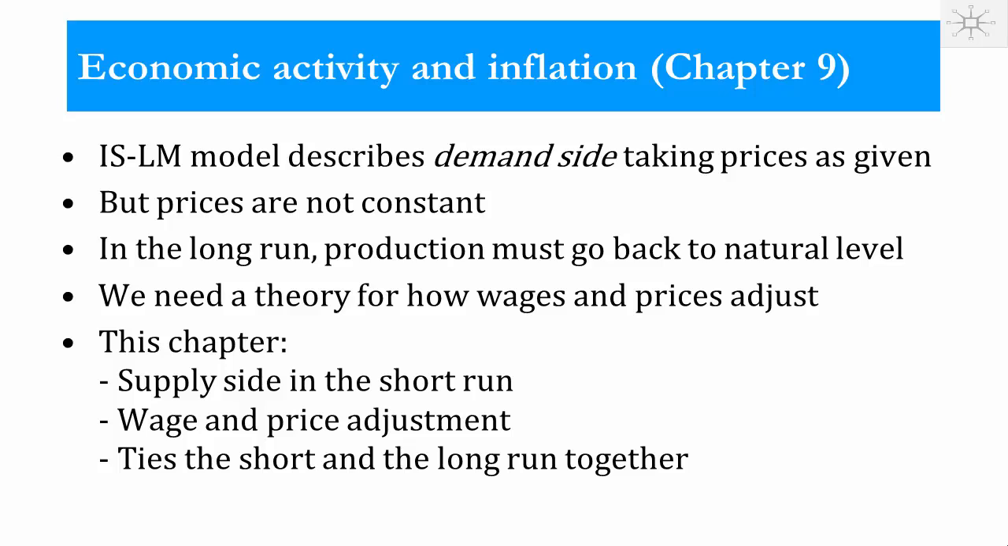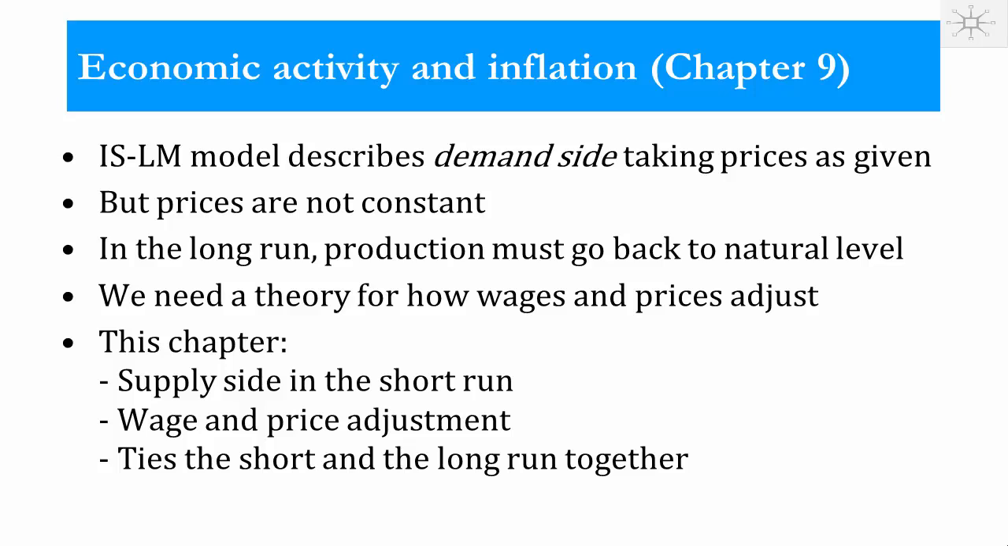Most of the time there is inflation, so there is a gradual increase in the price level. And we also know from the long run analysis that production should eventually go back to the natural level. If production is above the natural level, then wages will increase and eventually that should push production back to the natural level. But to understand this in more detail, we need a theory of how wages and prices adjust. And that is what we're going to present in this chapter.